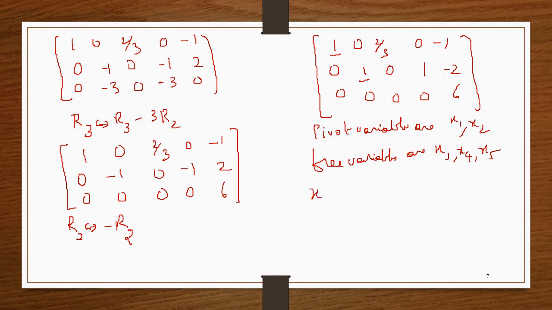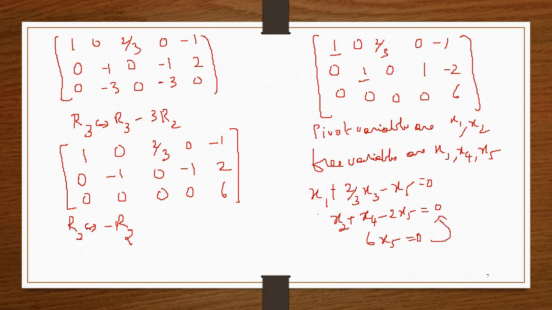We can write the first equation as x1 plus 2 by 3 times x3 minus x5 will be equal to 0. Second equation, x2 plus x4 minus 2 times x5 will be equal to 0. The last equation, 6 into x5 will be equal to 0. Now 6 times x5 is equal to 0. So if you substitute back here, we are going to get x2 plus x4 equal to 0, or simply x2 is minus x4.